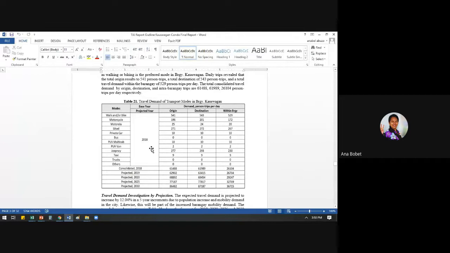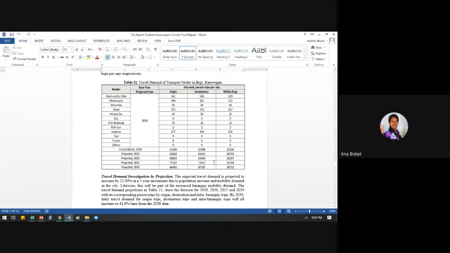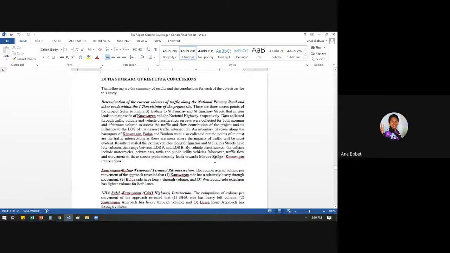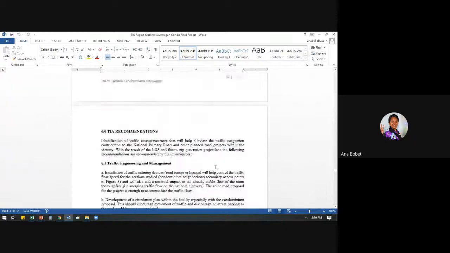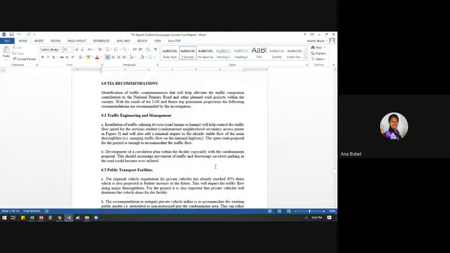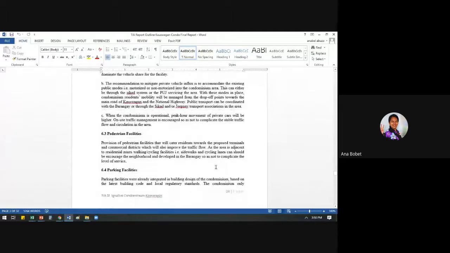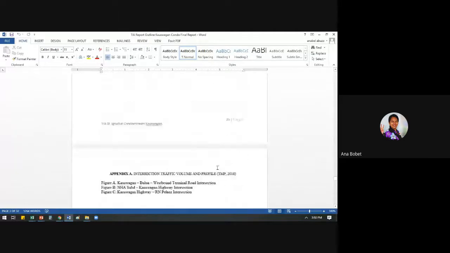Kung ma-build na ang project in 5 years, so unsay mahitabo sa first 5 years gamay pa man na kayo mosulod. Pag abot sa 10 years, tanan na dahil sa subdivision ang mapuno or condominium mapuno. So, daghang tao na. So, you project that one. And then, you build your summary of results and conclusion, and then recommendation. Recommendation for traffic engineering and management, transportation facility, pedestrian parking, and then mga appendices na dahil.